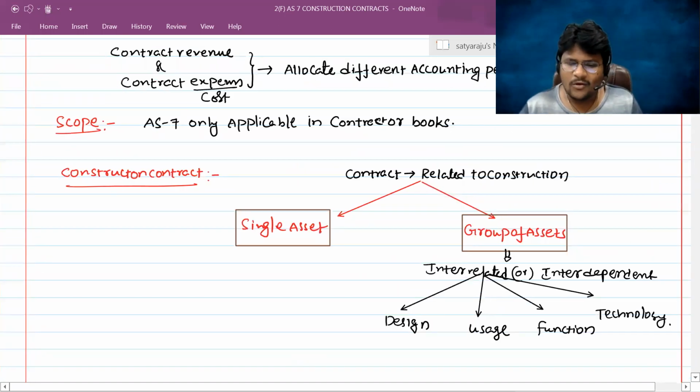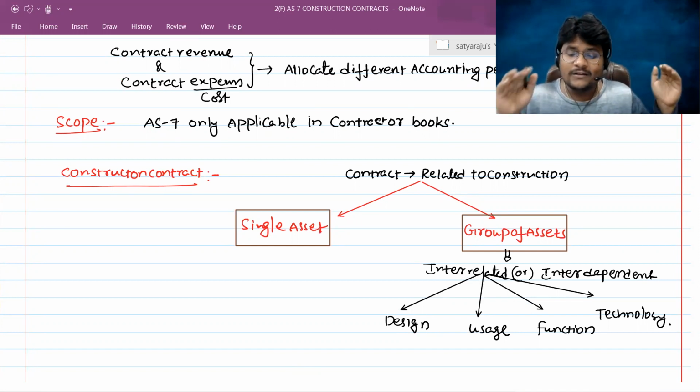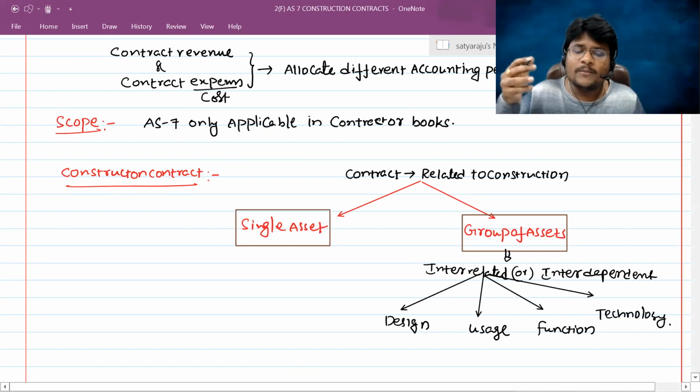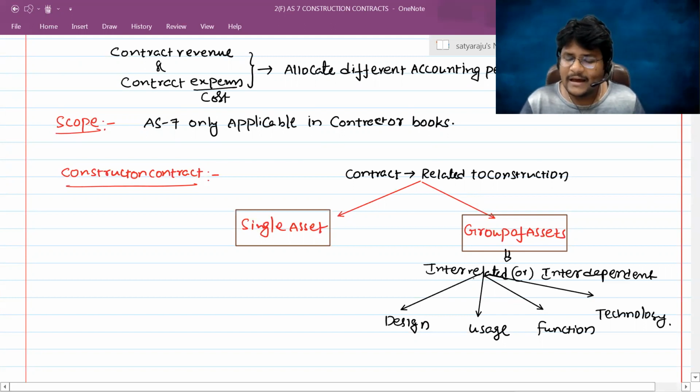So a construction contract is a contract related to the construction of a single asset, maybe a dam or a bridge, or related to a group of assets. A group of assets means construction of a plant or a factory. In a factory you may construct buildings, put machinery into them, give different structures, build roads internally, big boilers, big chain systems. Apart from the factory buildings, you may build other buildings useful for employees and administration activities. All such things are part and parcel of the plant. Such a group of assets are interrelated or interdependent in terms of their design, uses, function, and technology. Then such a contract is technically known as a construction contract.